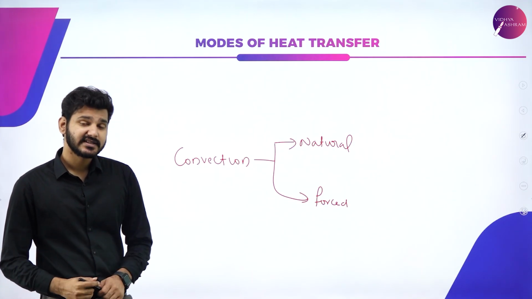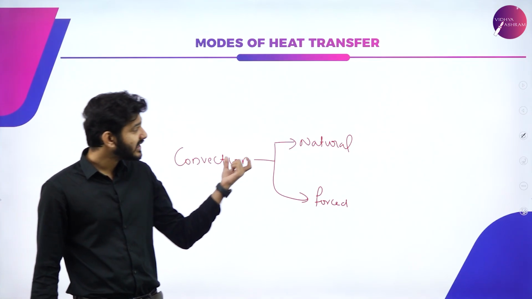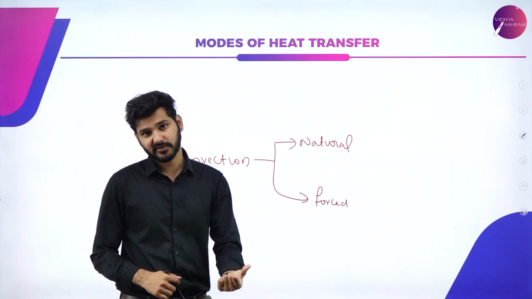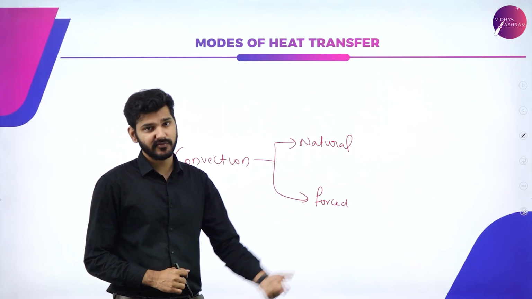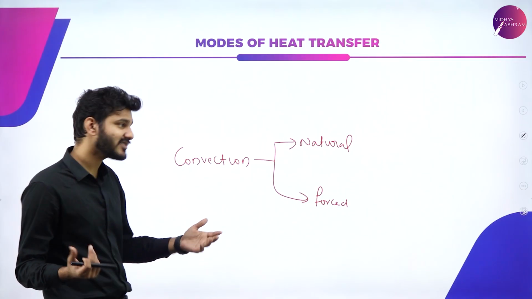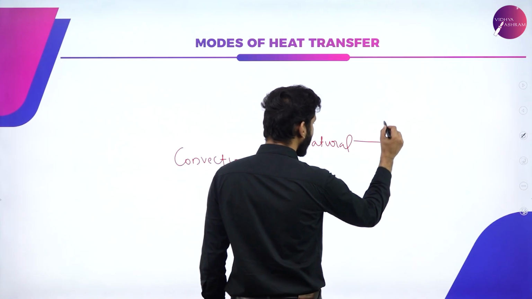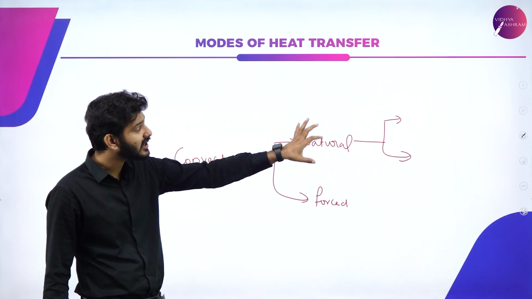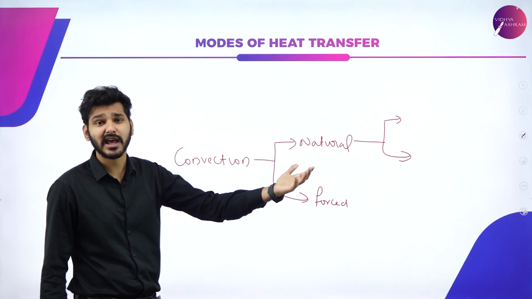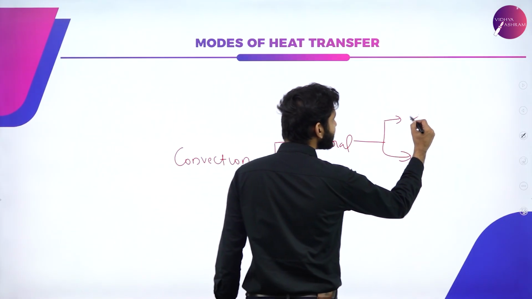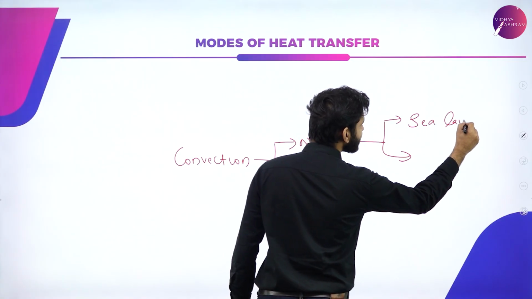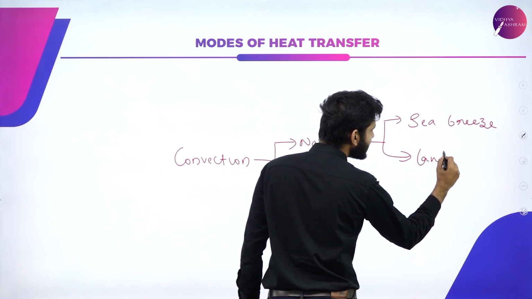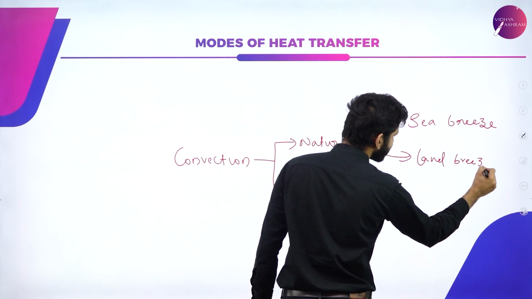One more thing is that convection can be categorized into two, that is natural and forced convection. So what is natural convection? That is happening naturally. So how does that happen? Natural convection can be exemplified by sea breeze and land breeze.